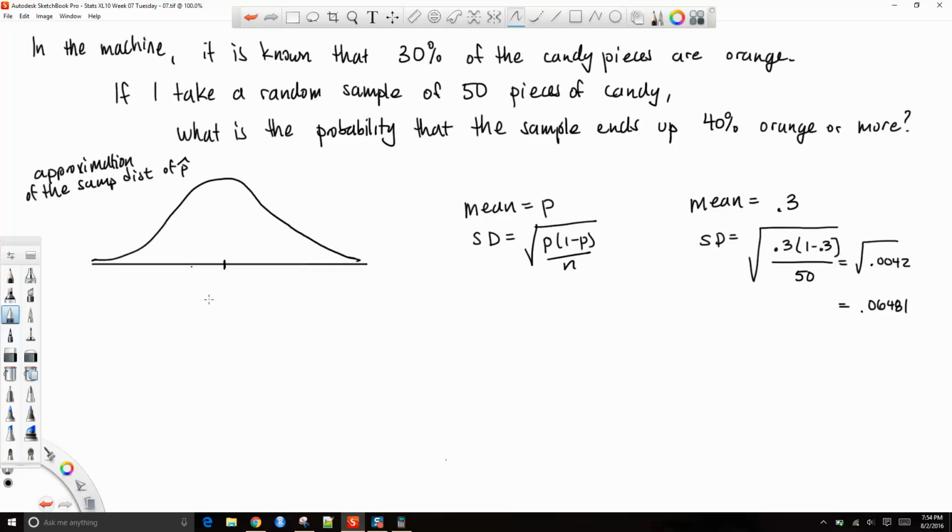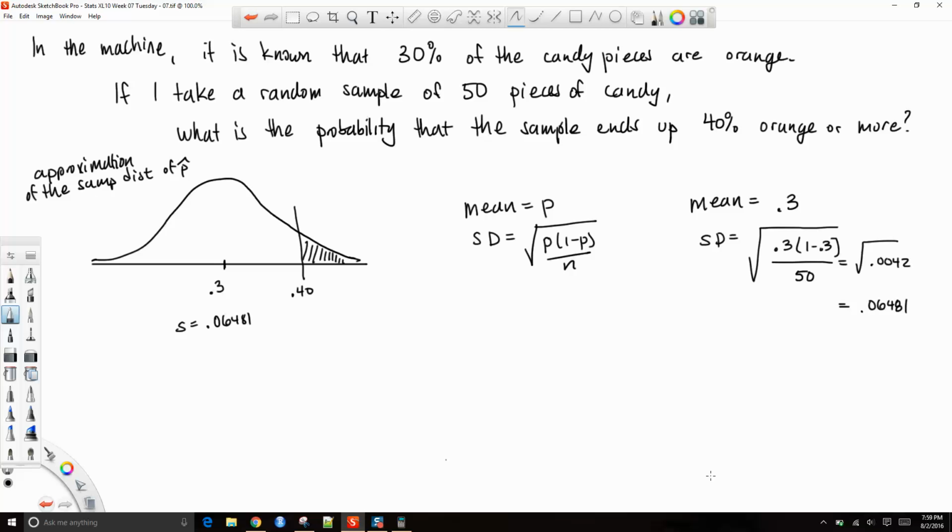Okay, and so this just becomes a normal model problem. We've got 0.3 right here in the middle. I've got my standard deviation to be 0.06481. And I want to know what's the probability that I end up being at 40% or more. So you guys should be able to do this part. I'm going to go ahead and pause the video here again and give you a moment to figure this out. You're going to need your z-tables if you don't have those out already.